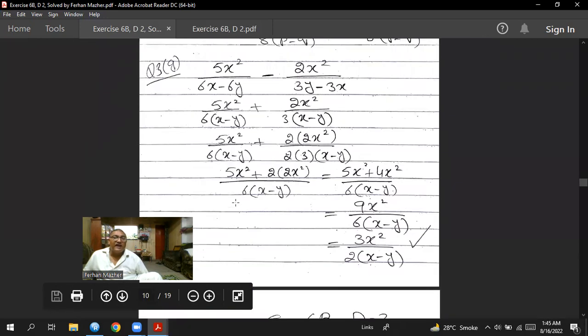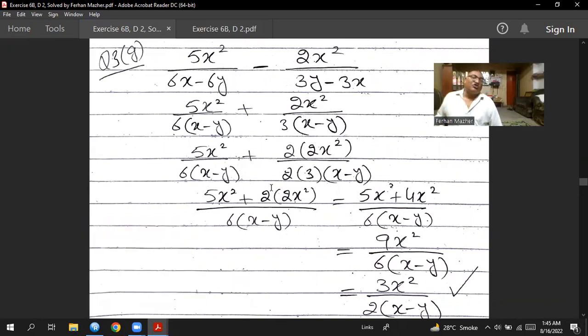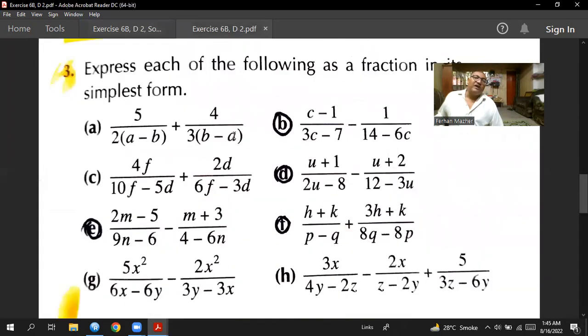So let me reduce the size. Now the whole question is showing up on your screen, and you can pause the video and take your time with this question. This is question number 3, G part.